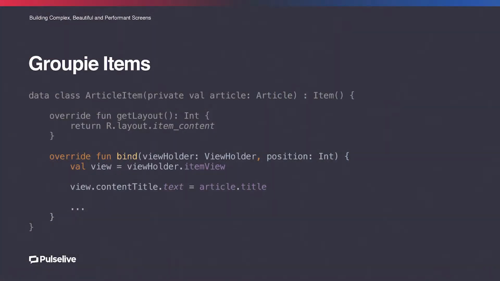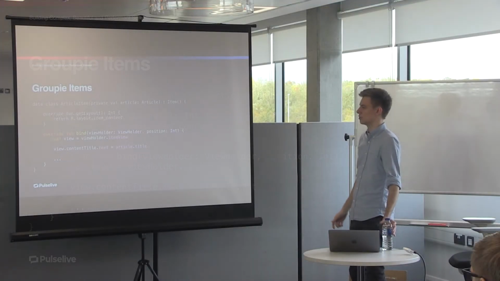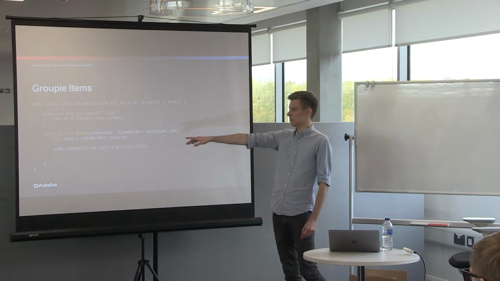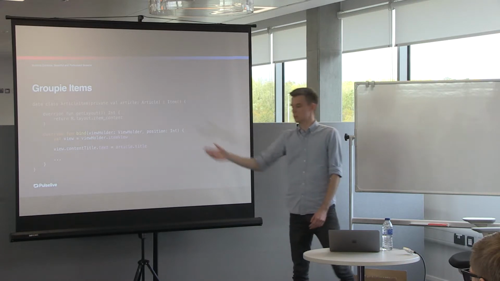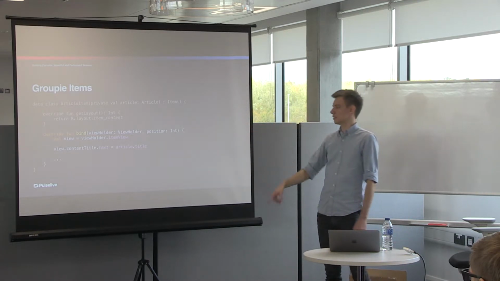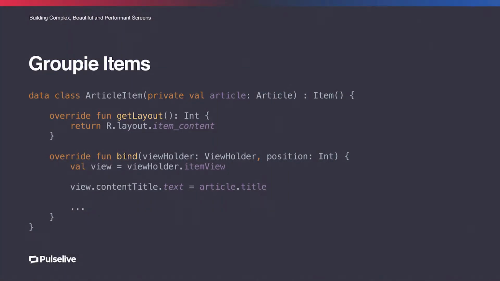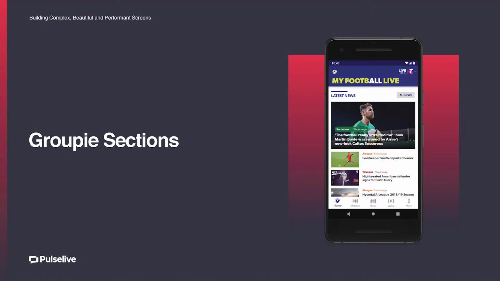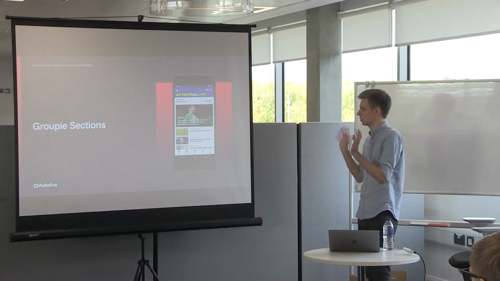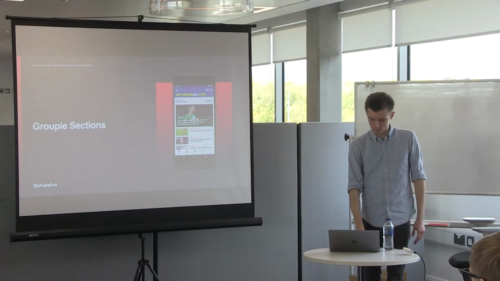And then you have a bind, which is similar to the onBindViewHolder for recycler view. Again, it's the same implementation where this is where you get your article and just update all your view content. So update the text view to show the title of the article. That's all an article item is. There's no extra magic going on there. But we need to put those items into sections because we don't want to deal with individual items. That's too micromanaging. We just want to deal with groups at a time.